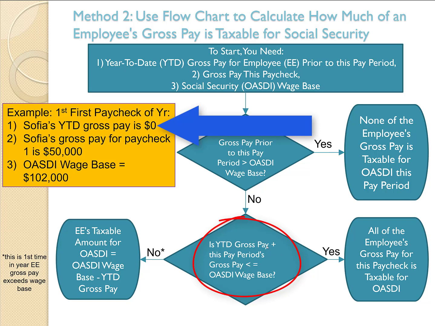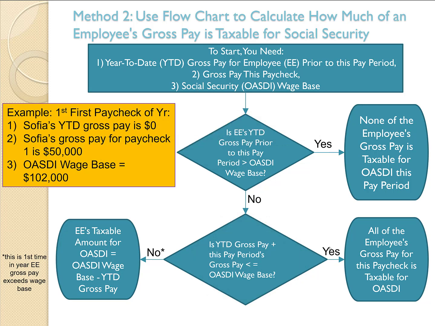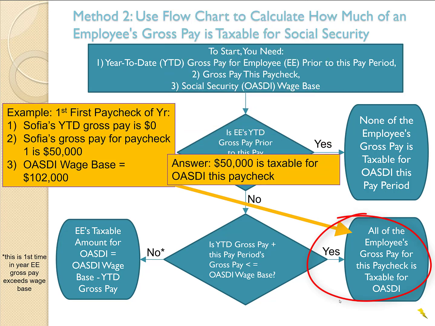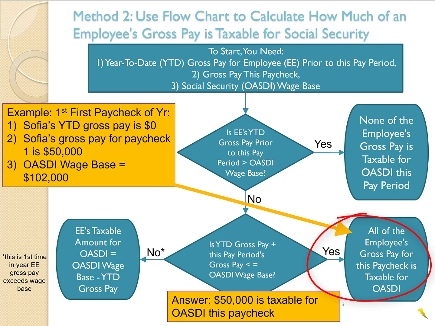Is the year-to-date gross pay, which is 0, plus this pay period's gross pay, $50,000, so is 0 plus $50,000 less than or equal to the OASDI wage base? Yes, $50,000 is less than the wage base. So we go this way, yes. And then this box says all of the employee's gross pay for this paycheck is taxable. So in other words, $50,000 is taxable for her first paycheck. And then to calculate the actual tax, you just take the $50,000 taxable amount times 6.2%.